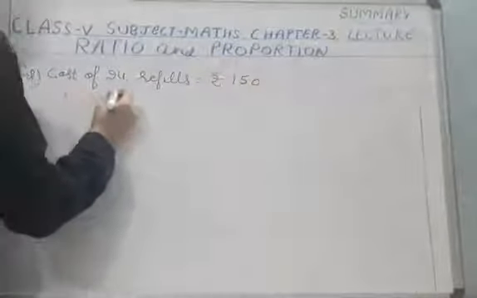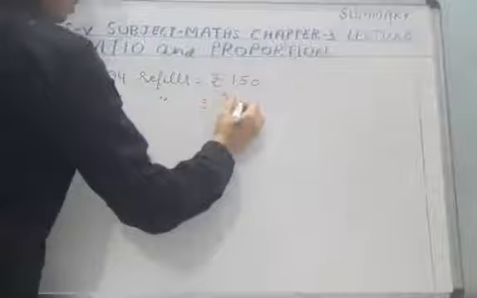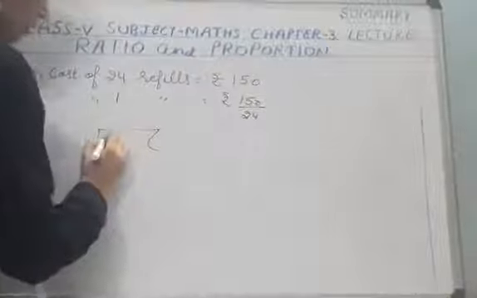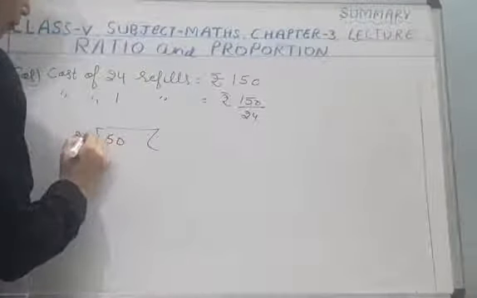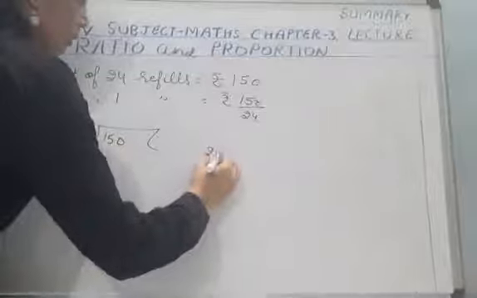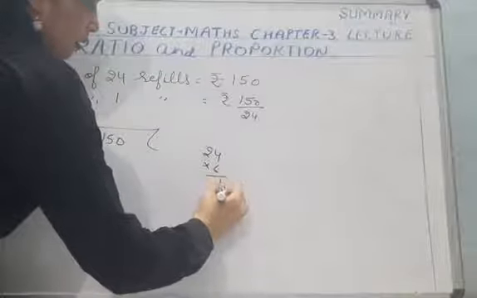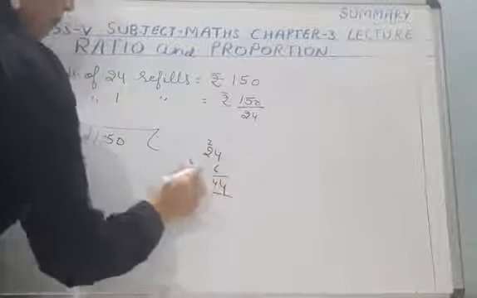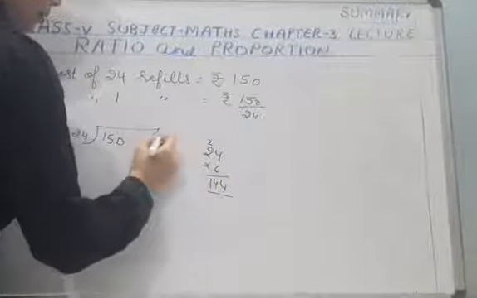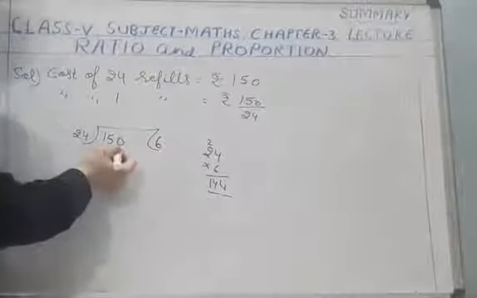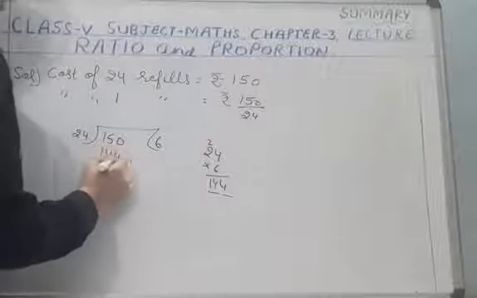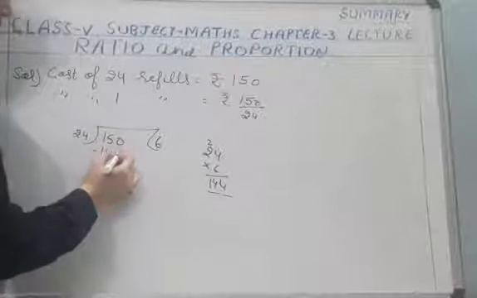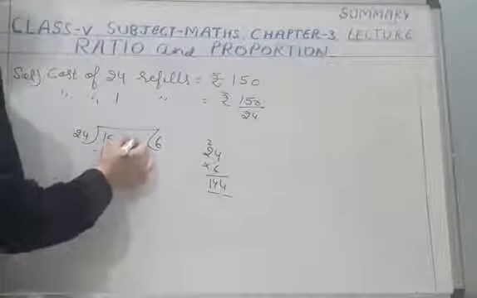Cost of one refill is equal to rupees 150 divided by 24. 150 divided by 24. 24 6s are 144: 4 24, 6 2 12 plus 2 14. So it will be 144. We can write down 144, 150 से less है ना. Now 150 minus 144, 10 minus 4 is 6. Remainder is left. Put decimal and 1 0.